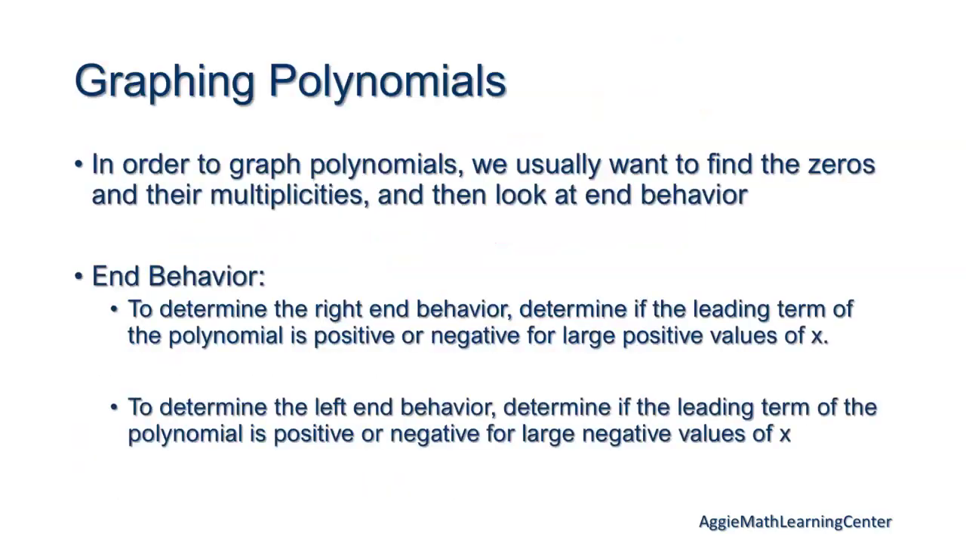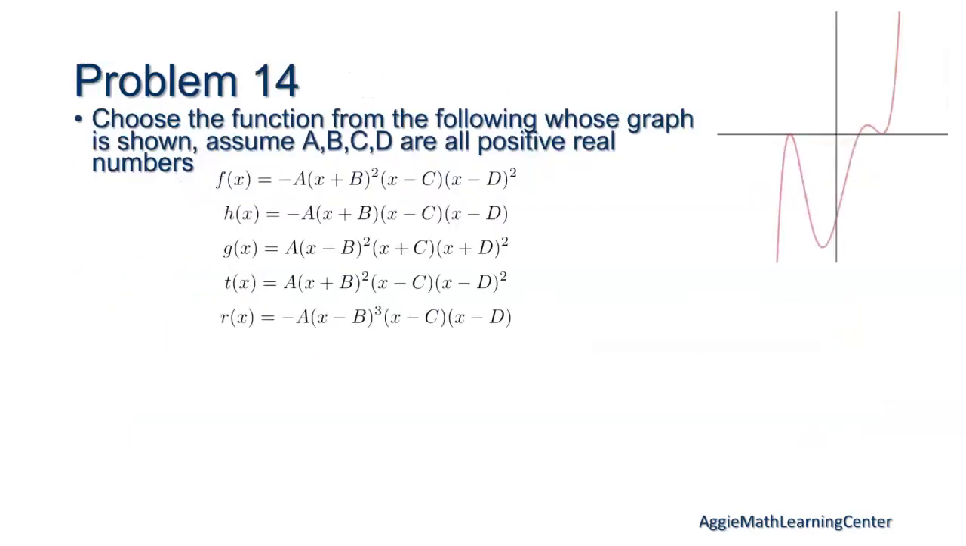Okay. Polynomial functions. So graphing polynomials. In order to graph polynomials, we want to find the zeros and their multiplicities and then look at the end behavior. So what the end behavior is pretty much, if you go really far on the right hand side, what does the graph look like? If you go really far on the left hand side, what does it look like? You know, is it positive, negative? Does it approach a value? Stuff like that. And so we have this example here.